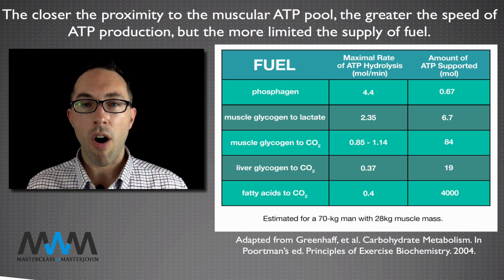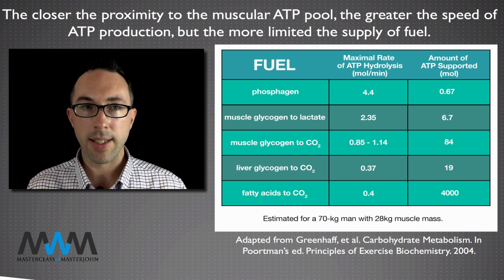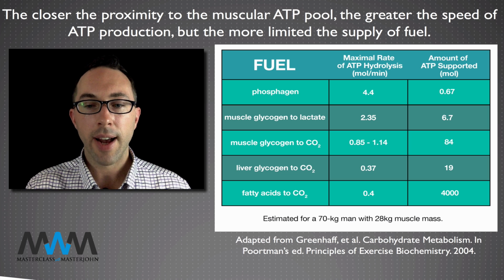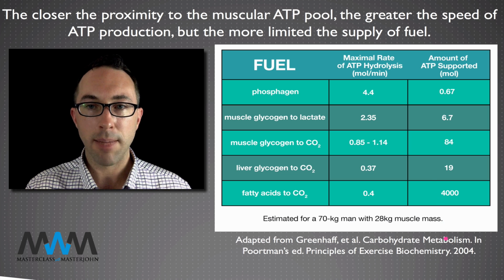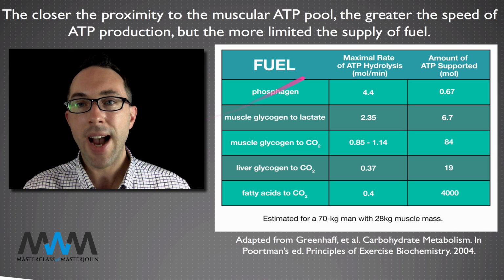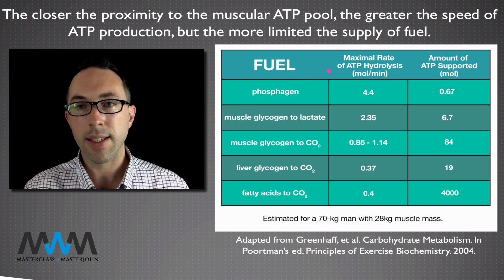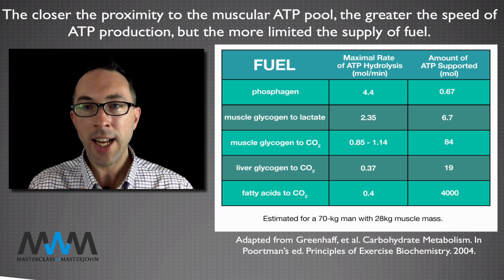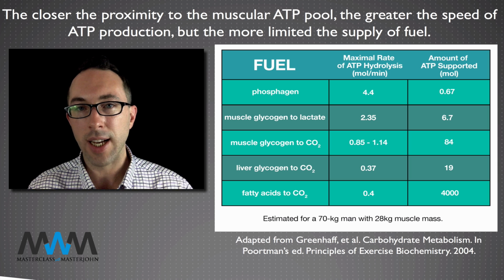Shown on the screen are quantitative estimates of the speed with which you can use these sources and the amount you have available that are adapted from the source listed at the bottom. In the middle column, we're looking at the maximal rate of ATP hydrolysis measured in moles per minute. Moles is a unit of number. That means how many phosphoryl groups can you hydrolyze per minute.